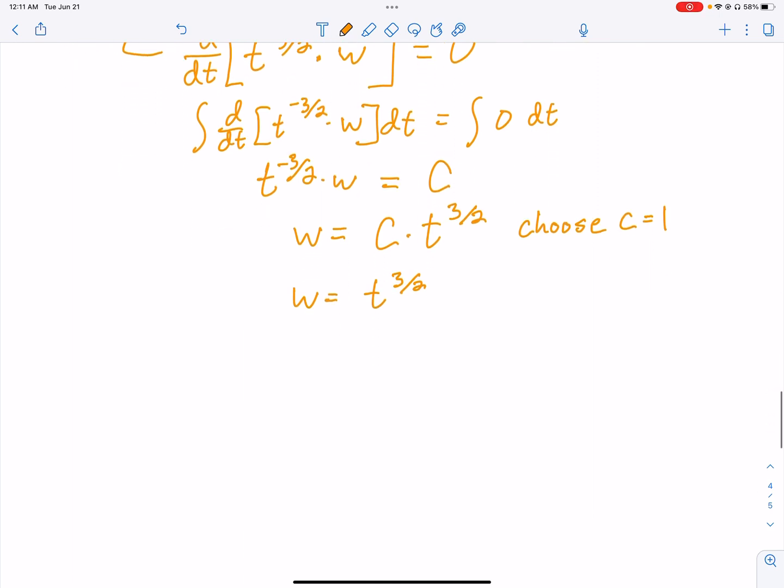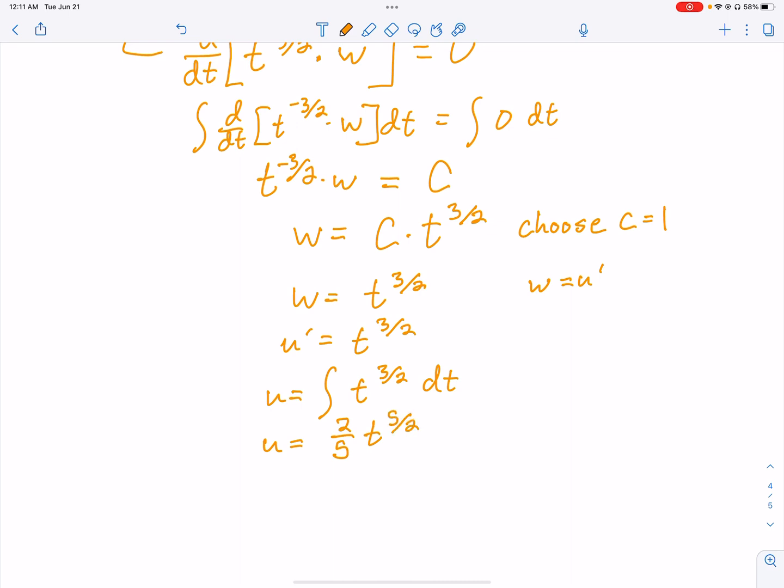Okay, so now recall that w is equal to u prime. So u prime is equal to t to the 3 halves. So if I want u, I take the integral of t to the 3 halves dt. So u is equal to, okay, that's going to be a 5 halves, which gets me a 2/5 because I'm dividing by that. Plus, all right, and we got another c. I'm going to call it c1 here.